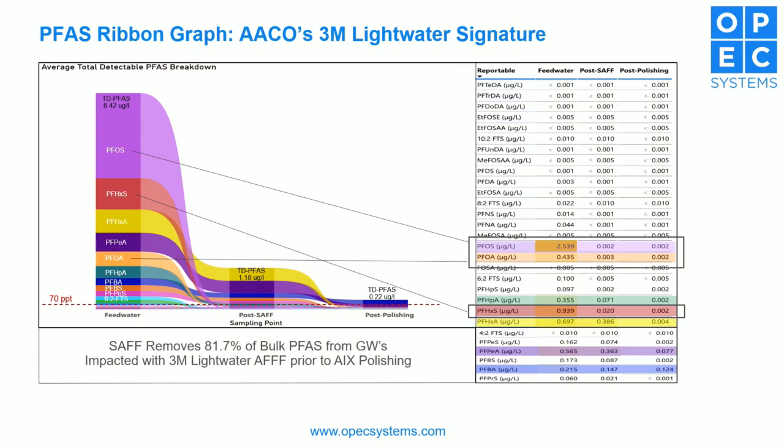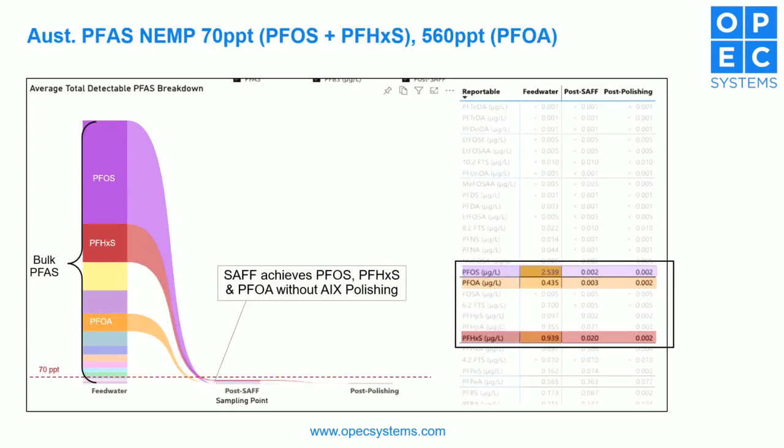And you can see in this first graph that the 3 target contract compounds that we work for up at Oakey, PFOS, PFHxS, and PFOA, we remove those down to 2 parts per trillion, 3 parts per trillion, and 20 parts per trillion. So under the adopted criteria of 70, quite easily. Basically, it's an 81.7% bulk detectable PFAS reduction. So if we go to the next slide, this slide shows the PFOS, PFOA, PFHxS ribbons pulled out of that stacked feed water graph.